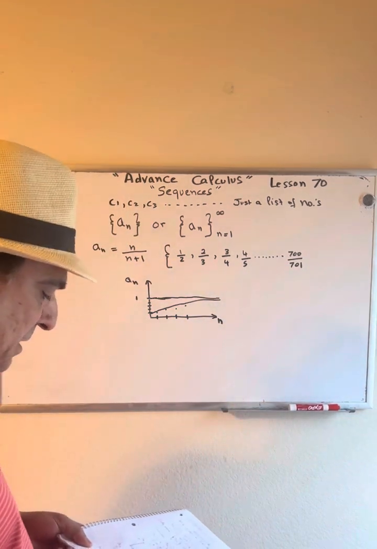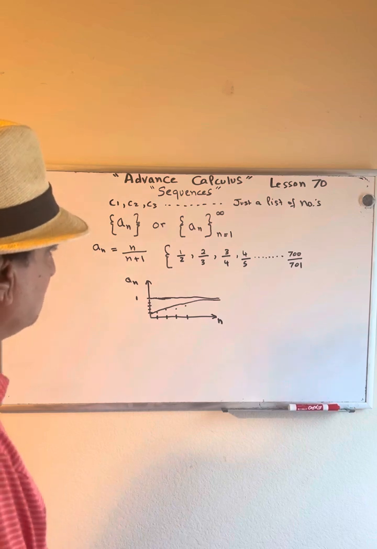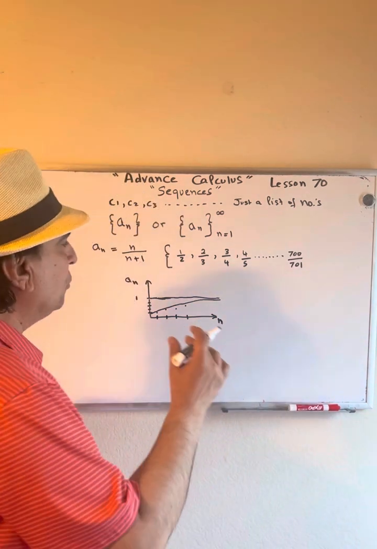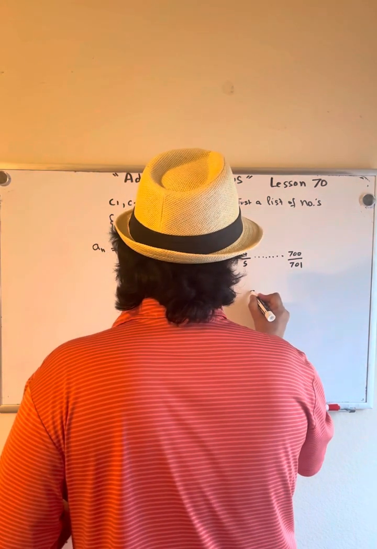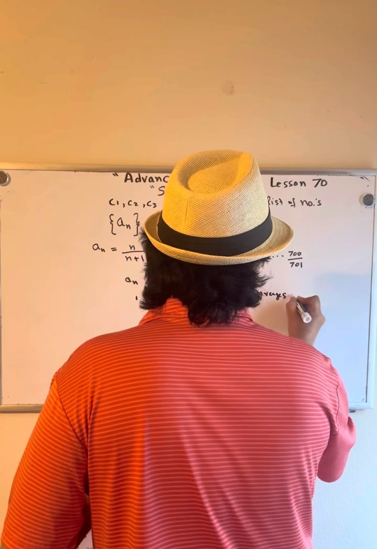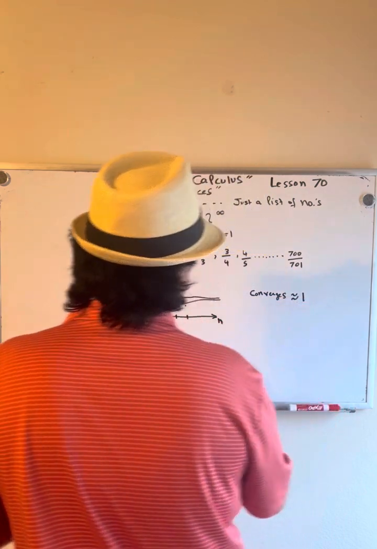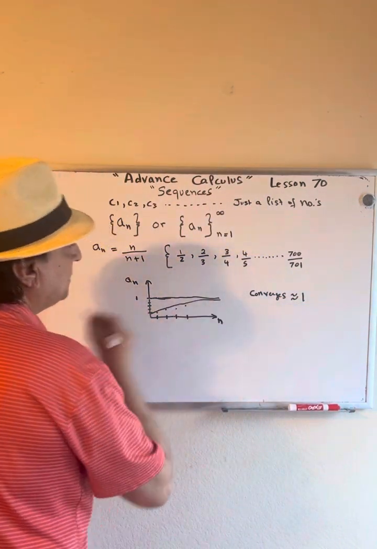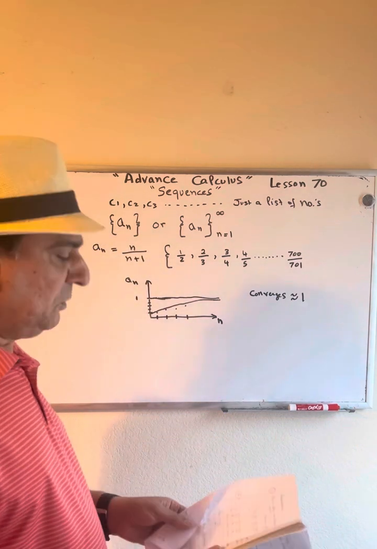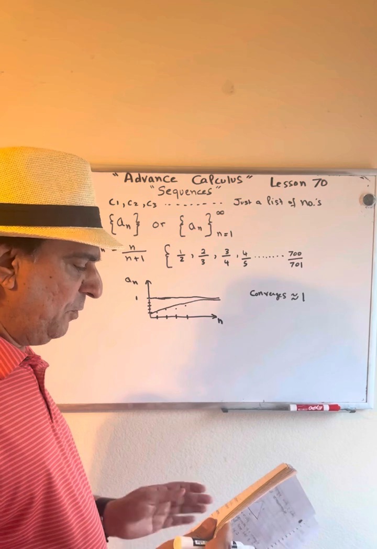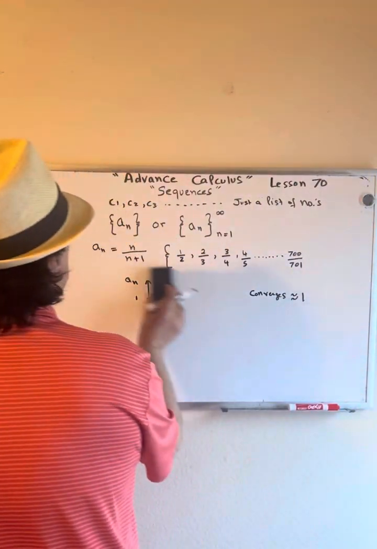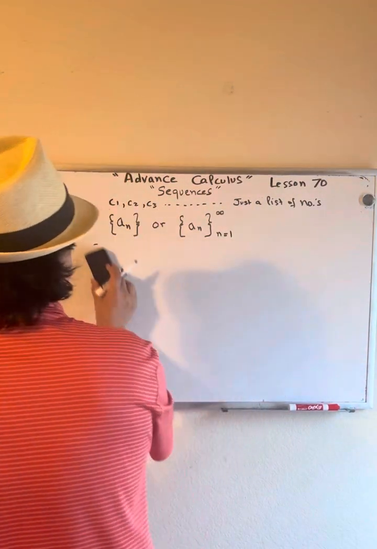So for simplicity, since the difference is so low, we can say it converges almost at 1. So I just wanted to share that information with you. Let's do another problem. Let's look at another example.